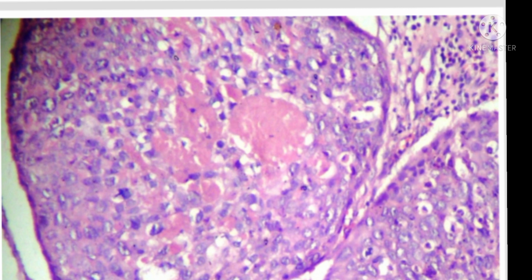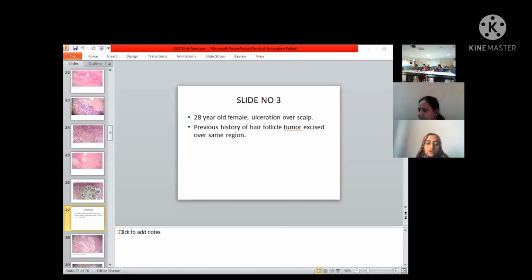In this slide, we can see central tricholemmal type of keratinization and also individual cell keratinization. My diagnosis is proliferating tricholemmal cyst or a pilar cyst, which consists of a well-defined lobulated solid tumor consisting of proliferating squamous epithelium, surrounded by a thick hyalinized membrane, with individual cell keratinization and central tricholemmal type of keratinization seen. So my diagnosis is proliferating tricholemmal cyst or pilar tumor.